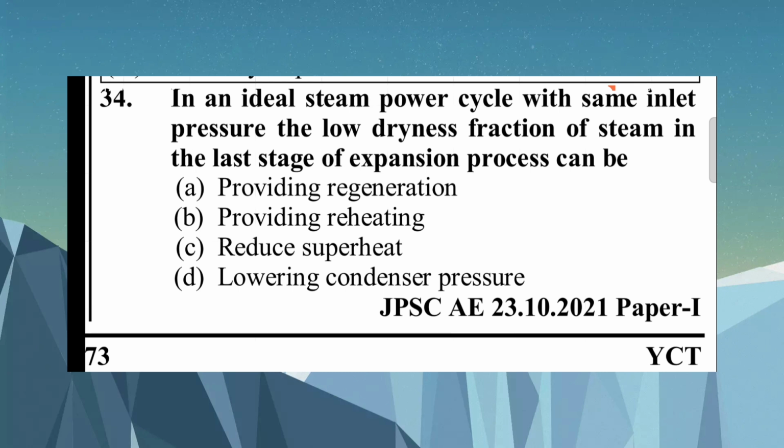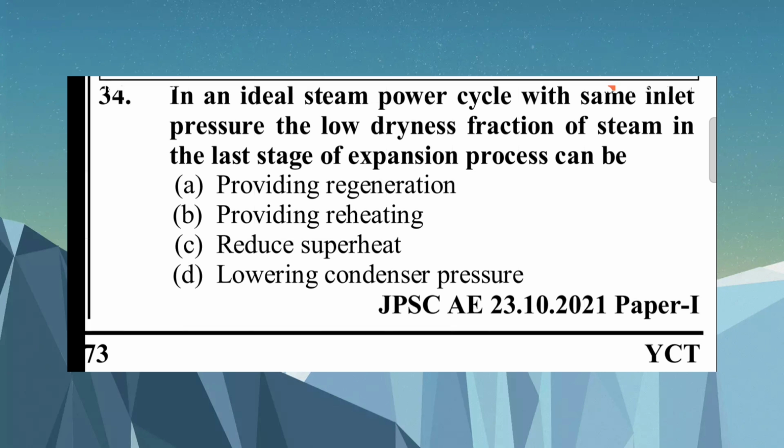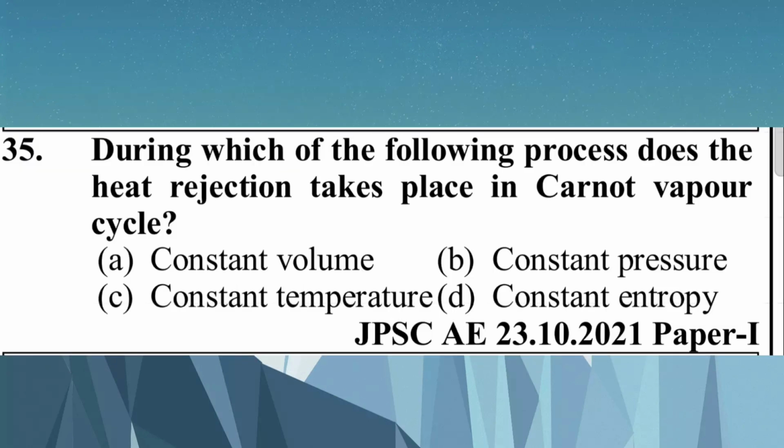Question number 34. In an ideal steam power cycle with the same inlet pressure, the low dryness fraction of steam in the last stage of the expansion process can be A. Providing regeneration. B. Providing reheating. C. Reduce superheat. D. Lowering condenser pressure. B. Providing reheating.